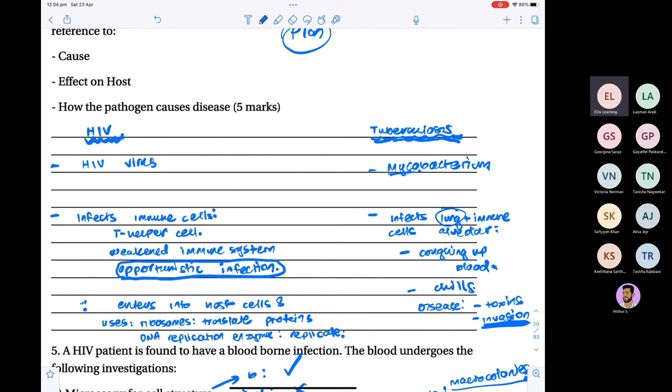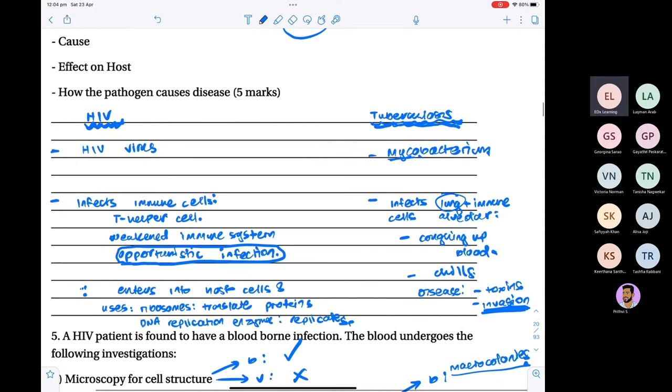But this is very simple stuff. It might seem tough to us because it's the first time we're learning it, but you have to realize that what we're learning is the surface of the surface of the surface of what pathogens really are. Good. So then it uses that to replicate.